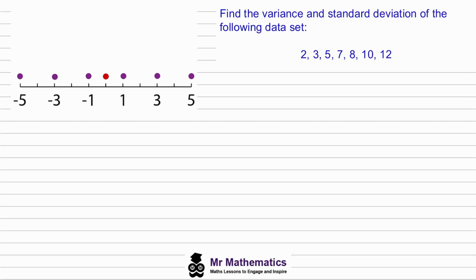Hi everybody. So in this video we're going to look at the variance and standard deviation of a dataset. And the standard deviation is the average distance of each data point from the mean of that dataset, and the variance is the square of that distance.